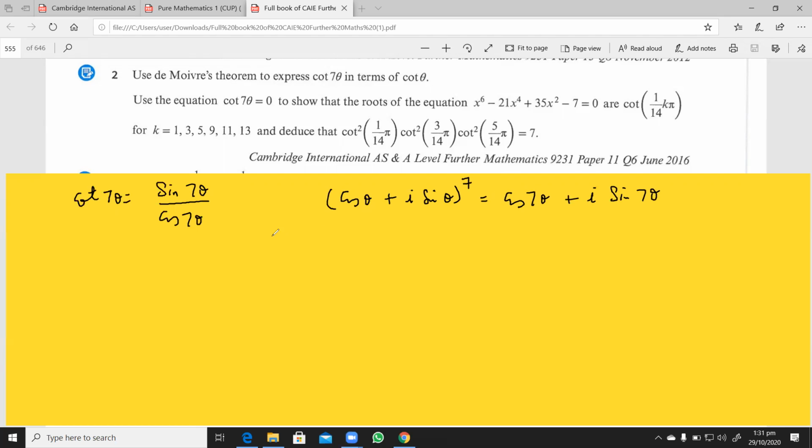Okay, so this means if I just write this to the left hand side, this cos 7 theta plus iota sine 7 theta, and we expand this cos theta plus iota sine theta to the power 7. So the real part would be the value for the cos 7 theta, and the imaginary part would be equal to the sine 7 theta. Okay, I'm just going to pause the video and I'll do that working, and then I'll resume it.